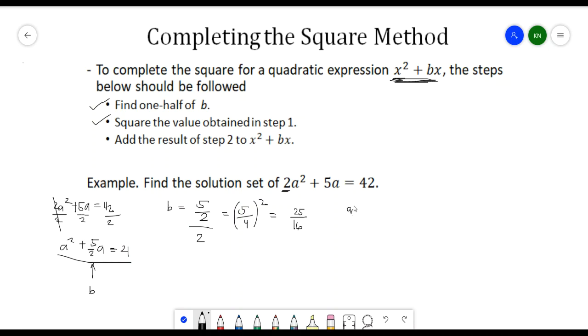So that gives us a squared plus 5 halves a plus this one, 25 over 16. And we also need to add that on the other side of our equation. So we have 25 over 16, and this is already 21, right?